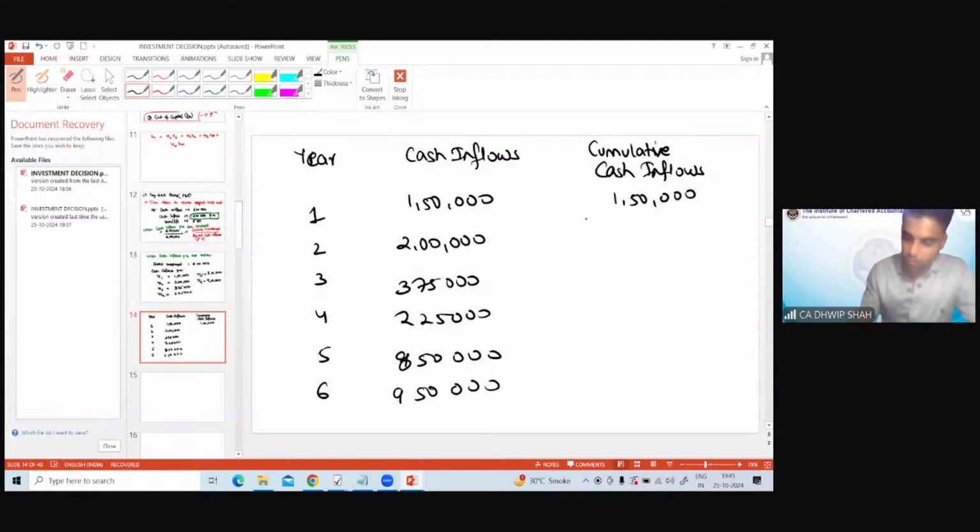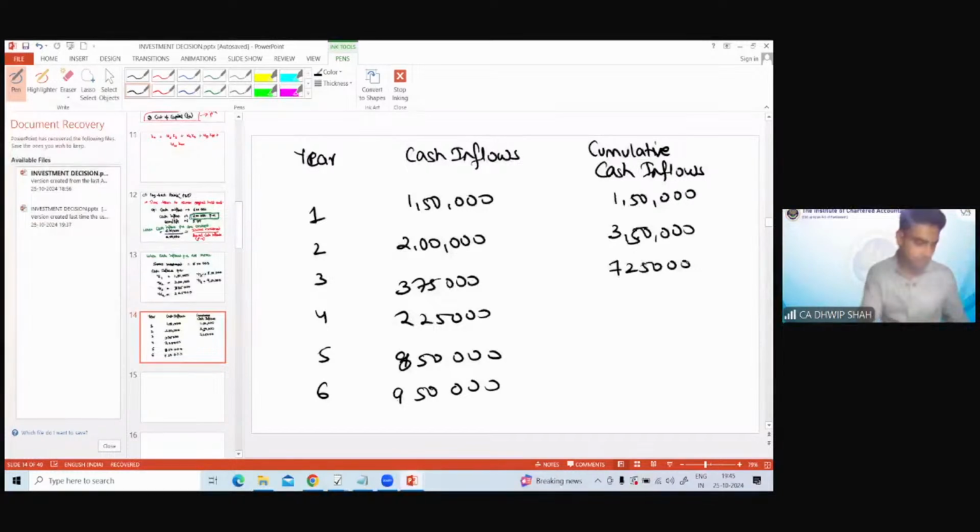Cumulative cash inflows till year 2 will be 350. Yes or no? We just keep on adding the cash inflows. Means till the end of year 2, my company has generated 3,50,000 of cash inflows. Till the end of year 3, my company has generated 7,25,000 of cash inflows.